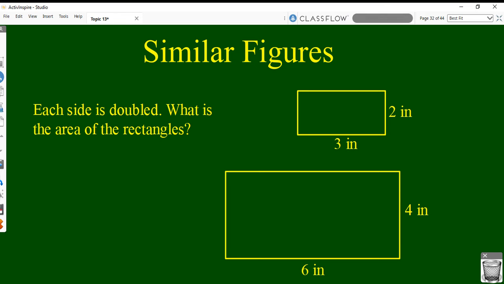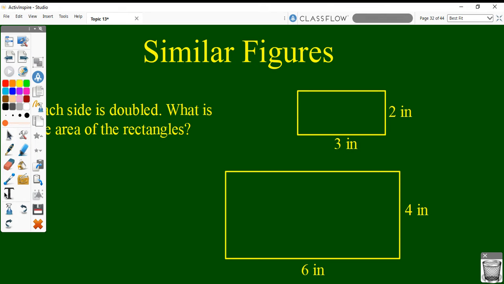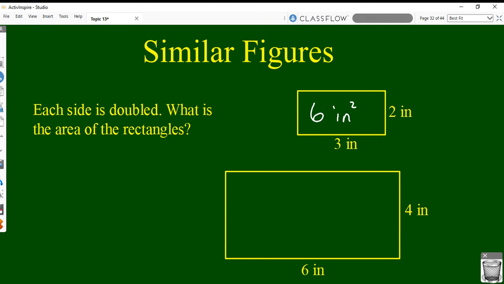Okay, it is asking us a very simple question. What is the area of the rectangles? Okay, so finding the area of a rectangle is a pretty simple process. Length times width. Okay, don't overthink this. The area of our smaller one, 2 times 3, is going to be 6 square inches. The area of the larger one, again, length times width. Don't overthink it. 24 square inches.